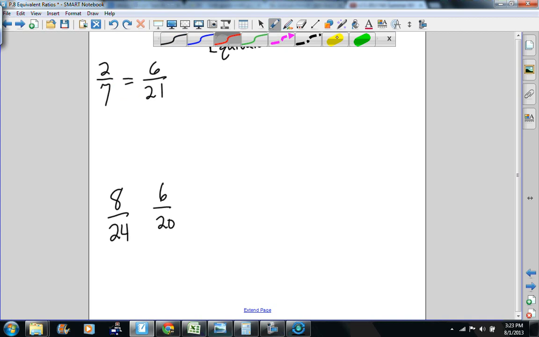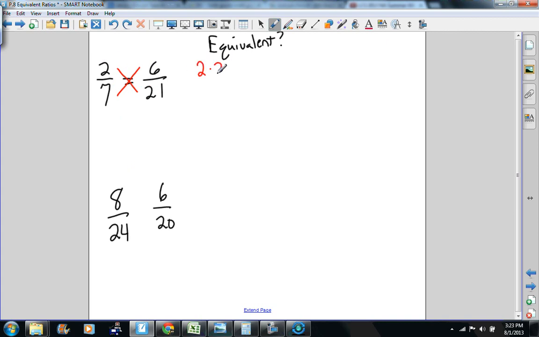Now, another way that takes a little bit longer, but it's actually a lot easier over time, is what we call cross multiplication. And cross multiplication is you draw an X through your equal sign and you multiply across the X. So the top left and the bottom right get multiplied. 2 times 21 is equal to 42, and 7 times 6 is equal to 42. If these two things match up, which they do here, then yes, they are equivalent.